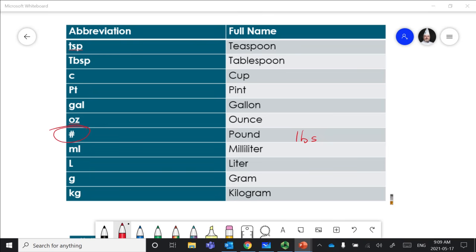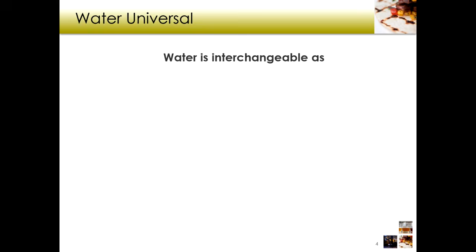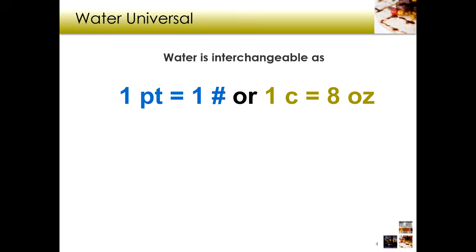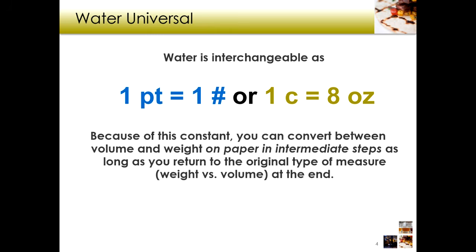So as I mentioned before, when I asked if weight and volume were interchangeable, I said sometimes, right? So water is sort of the golden rule. It's interchangeable. 1 pound of water equals 16 ounces or 1 pint. 1 cup of water equals 8 ounces. Anything water or water-like can follow this rule.